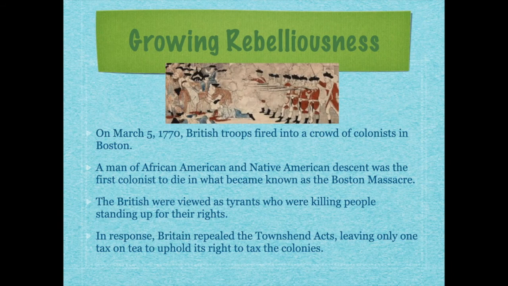On March 5, 1770, British troops fired into a crowd of colonists in Boston. A man of African American and Native American descent was the first colonist to die in what became known as the Boston Massacre. The British were viewed as tyrants who were killing people standing up for their rights. In response, Britain repealed the Townshend Acts, leaving only one tax on tea to uphold its right to tax the colonies.